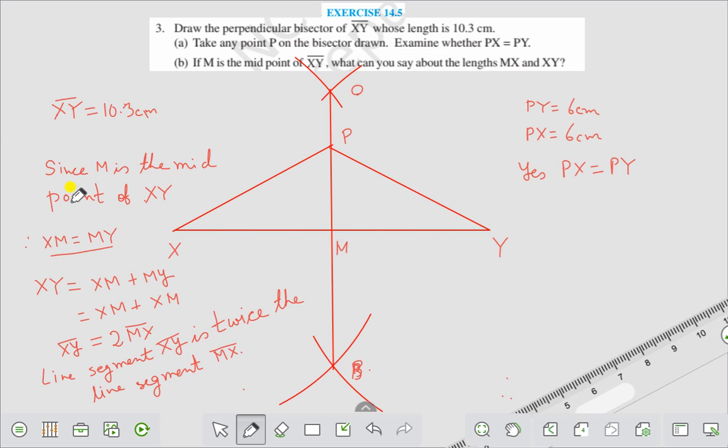Since M is the midpoint of XY, what can you say about the lengths of MX and XY, right? Since M is the midpoint of XY, therefore you can say that XM is equal to MY, right? Or the total length XY is equal to XM plus MY, or XM plus XM, or MX you can say, right? Therefore XY is equal to twice of MX. Therefore you can say that line segment XY is twice the line segment MX. This is the solution of question number 3.